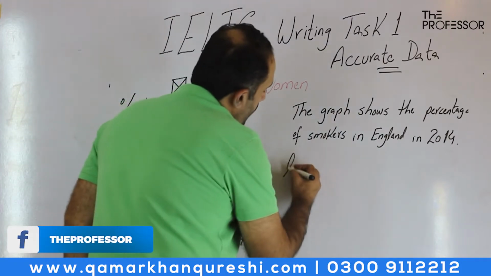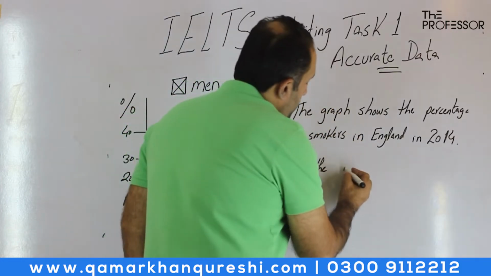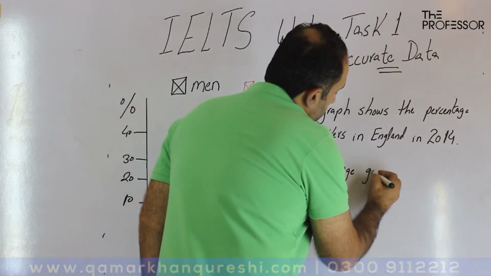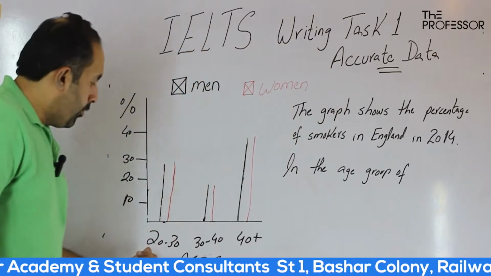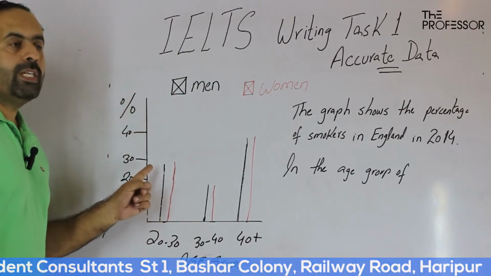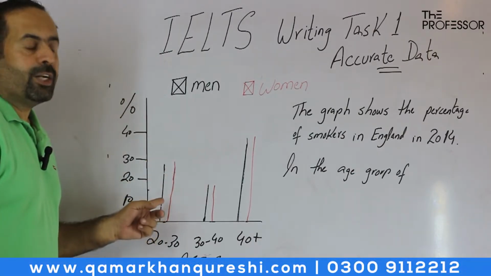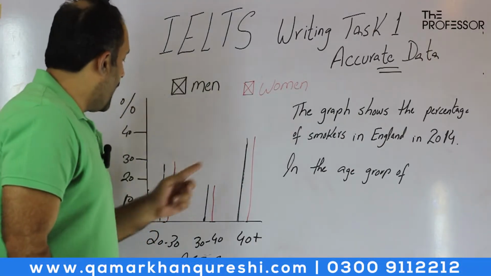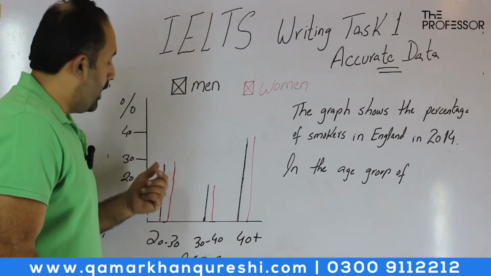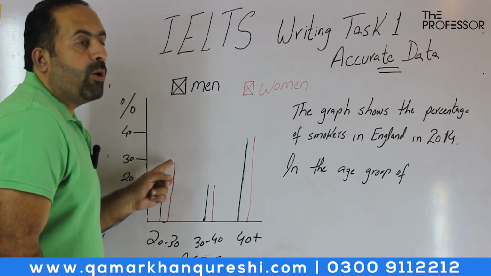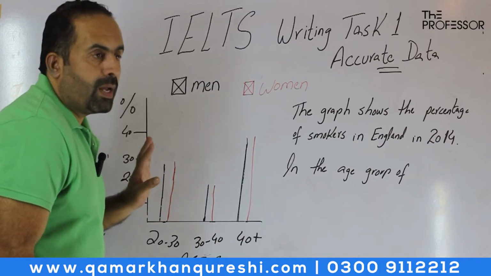So in the age group of 20 to 30, what can you see here? You can see that, because this red line shows women, right? So women have smoked more than men. That is about, or maybe, it is 30%, right?